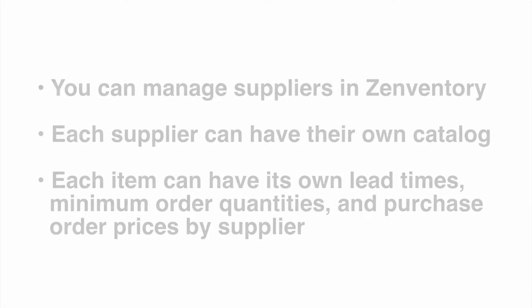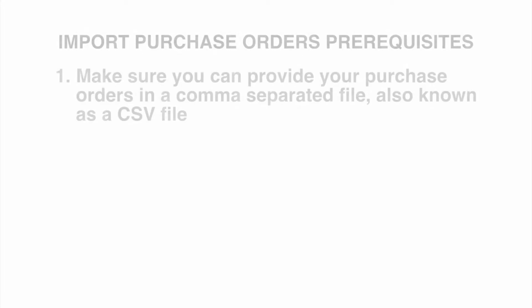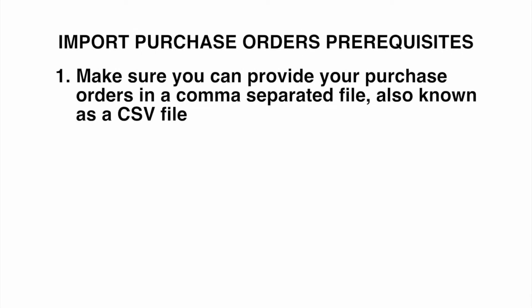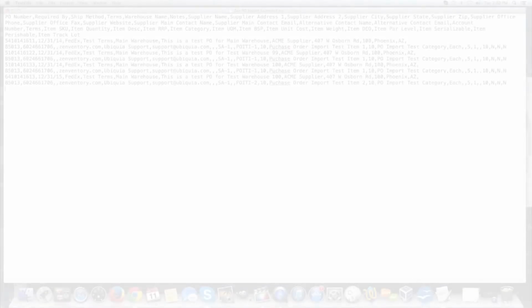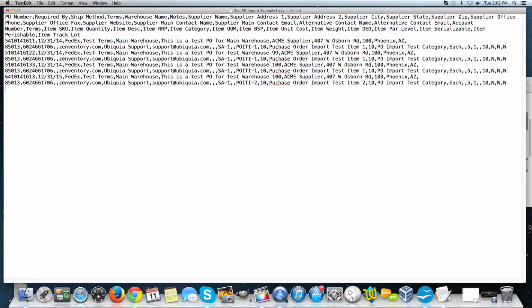Before I demonstrate how to import purchase orders, there are a few prerequisites. First, make sure that you can provide your purchase orders in a comma-separated variable file, also known as a CSV file. Here's an example of the CSV file that I will import. Note that the first row of my file includes the header or column names. Zenventory will use these in the mapping process we'll see later.